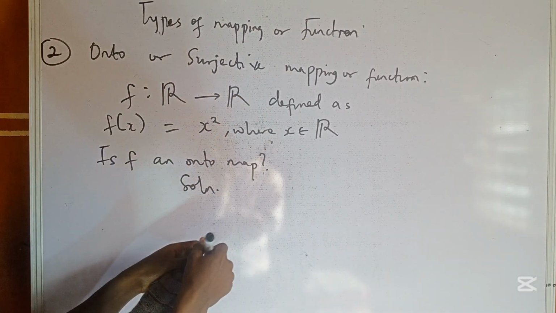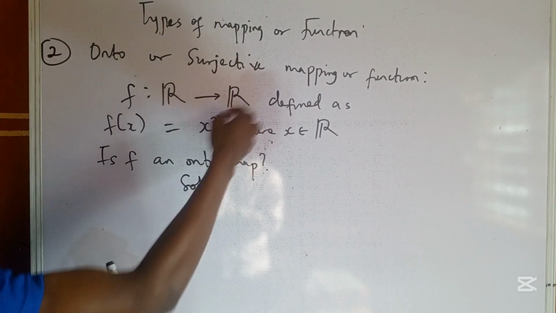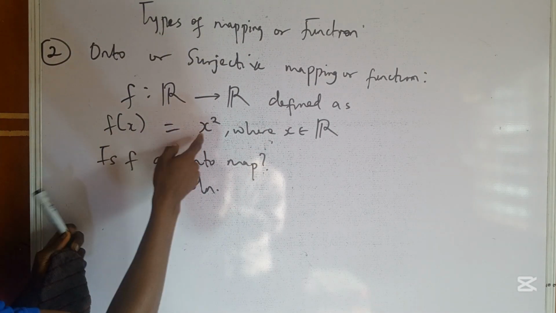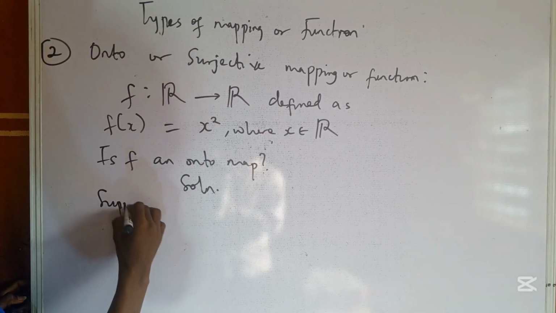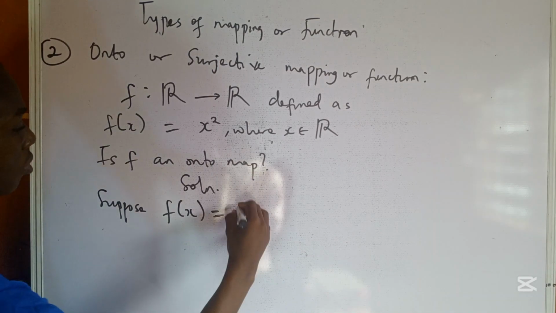R is representing the set of real numbers. Do all the elements here have a pre-image? I know we have f of x equals x squared. Suppose I say f of x equals, let's say, 9.